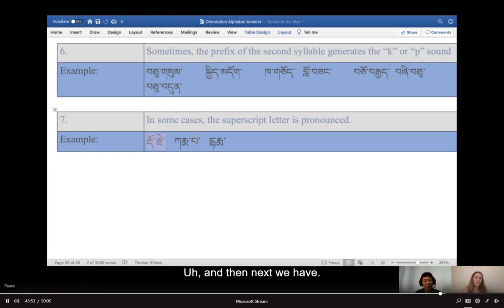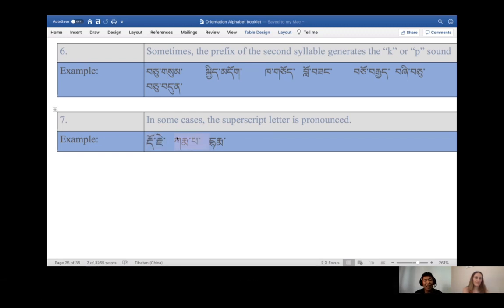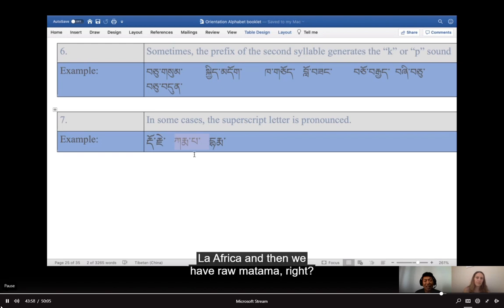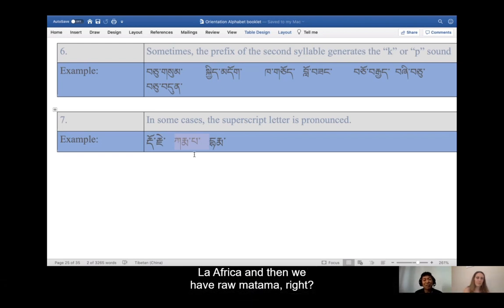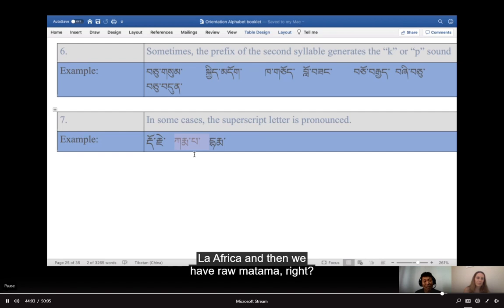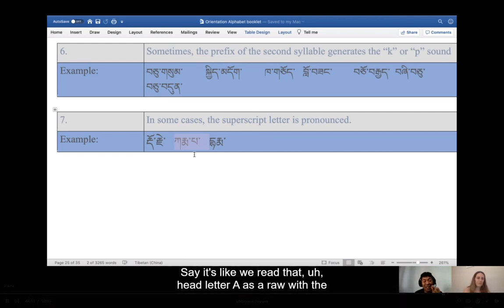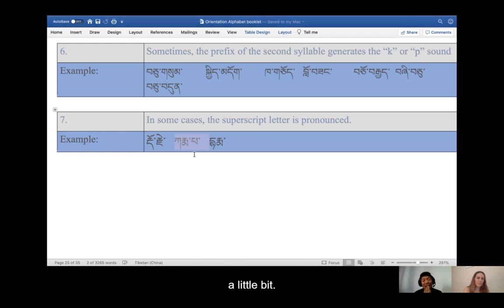And then next we have ka, ra, ka. Actually ka, and then we have ra, mata, ma. But when we say it, we read that head letter ra with a little bit of ra, karma pa. Then we say kama pa. We say karma pa. Okay.